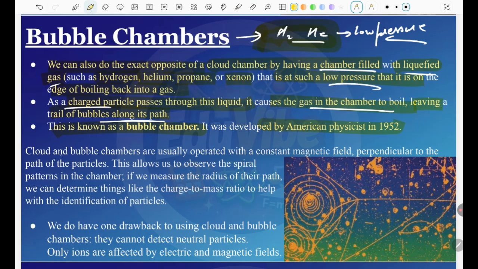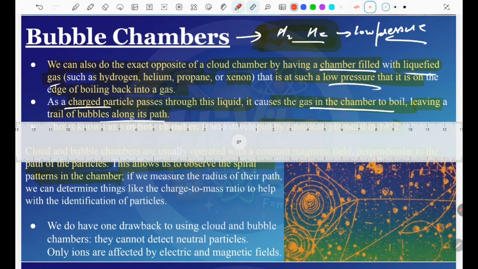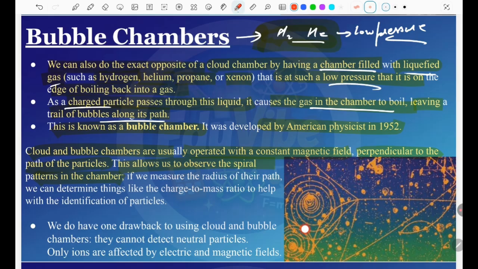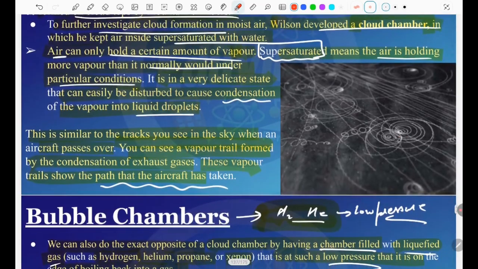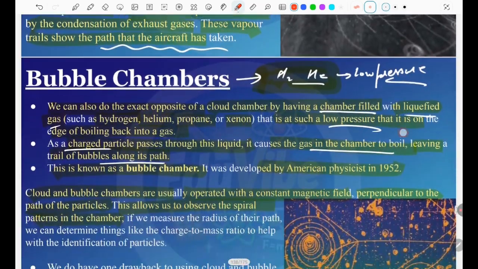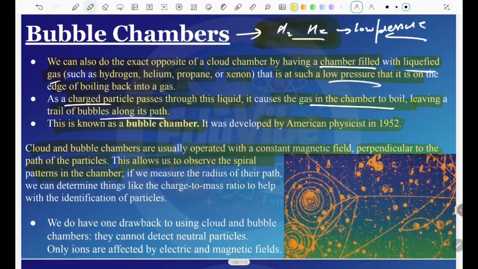It was developed by the American physicist Donald Glaser in 1952. Cloud and bubble chambers are usually operated with a constant magnetic field, perpendicular to the path of the particles. This allows us to observe spiral patterns in a chamber. You can see there are spiral patterns here, and over there too. So they both have the same patterns.